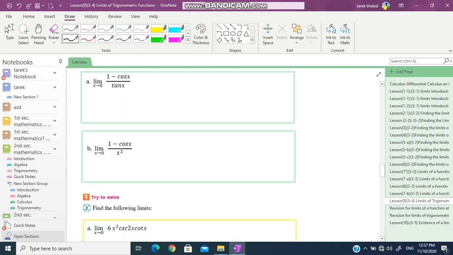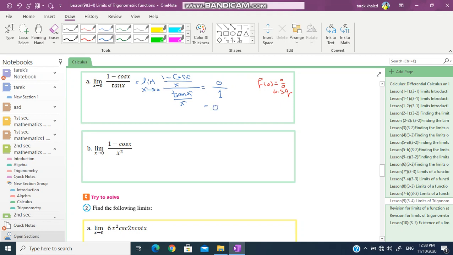Look at the next example: 1 minus cosine x over tan x. f of 0 equals 0 over 0, an unspecified quantity. I will divide the numerator and the denominator by x. So the limit as x approaches 0 of 1 minus cosine x over x, divided by tan x over x. 1 minus cosine x over x goes to 0, and tan x over x goes to 1, so the value of the limit equals 0.